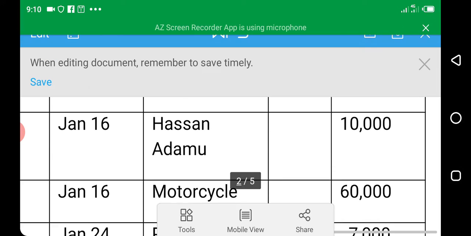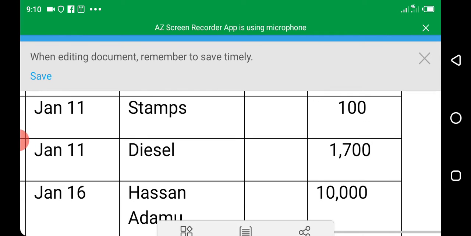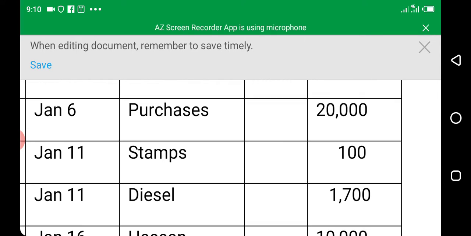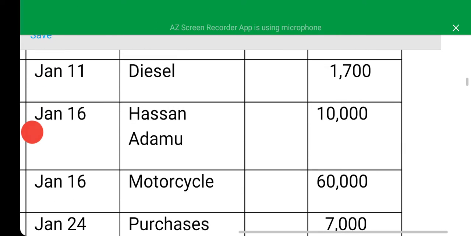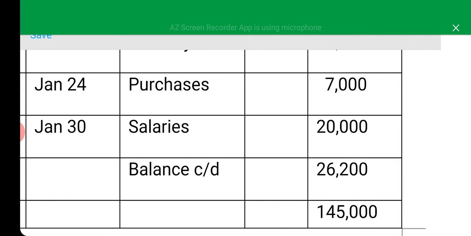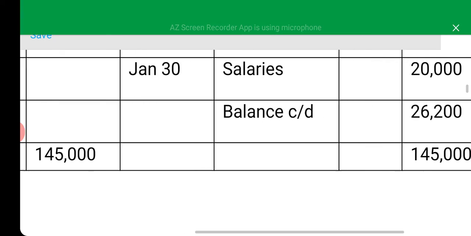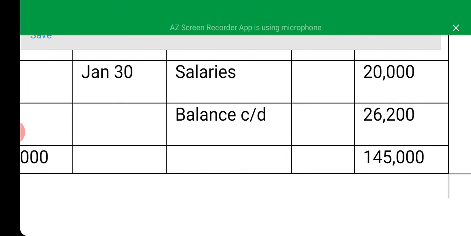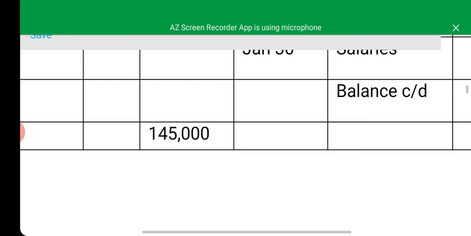Then we will now add all the payments made here: 100 naira, 20,000 naira, 10,000, 60,000, 7,000, and so on, up to salary. We add everything together. When we take it away from the total on the debit side, the difference is 26,200. Then we will have the equal balance of 145,000. This implies that we have balanced the account.